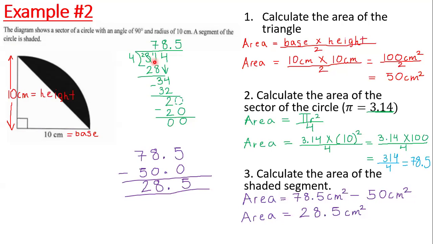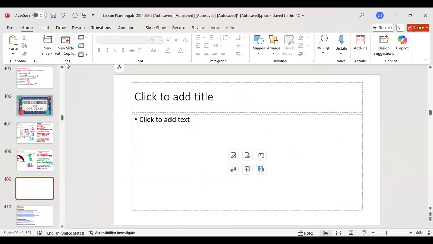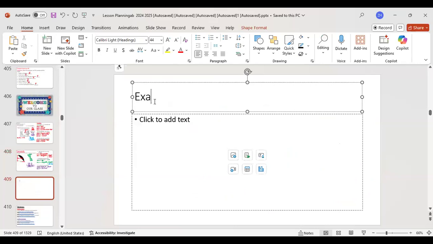All right, so let's do another one. It's very similar to this. I'm just going to change the numbers. So we're going to call this example number 3.